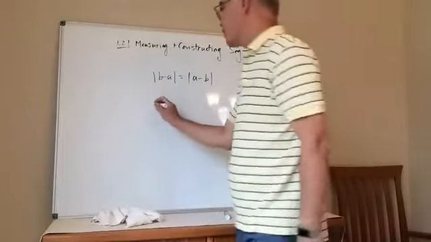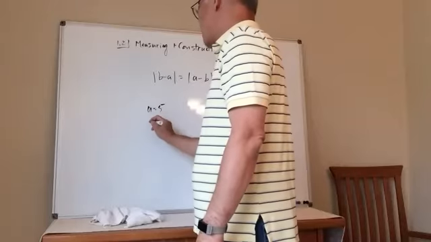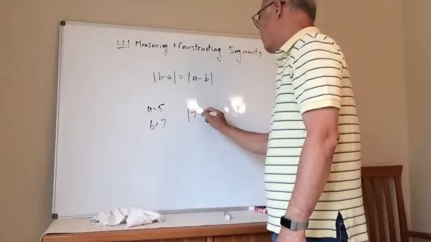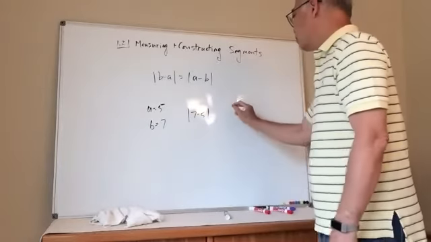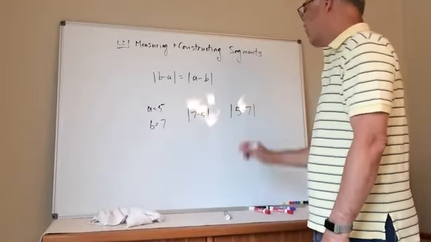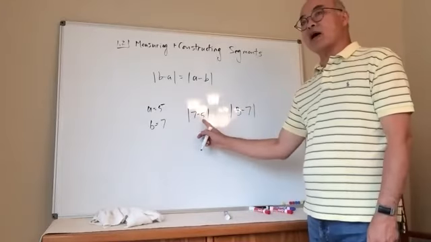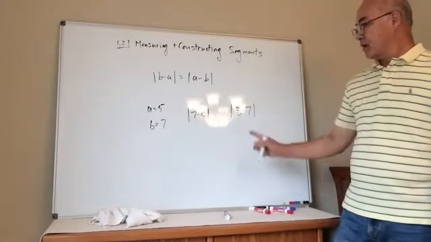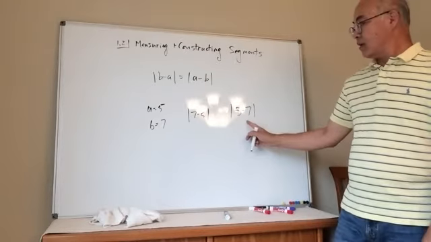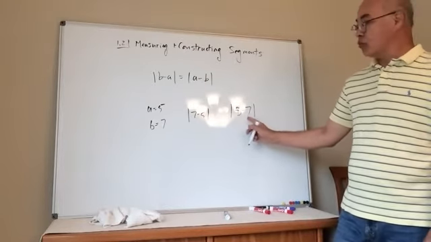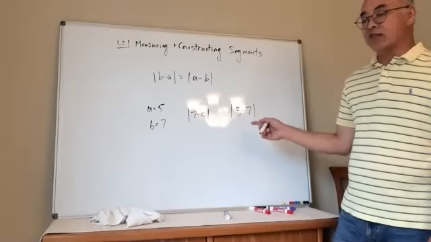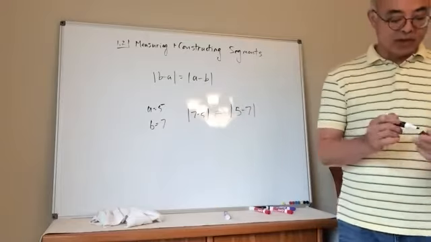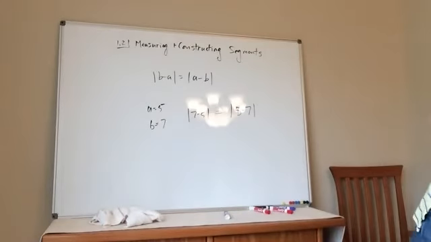So let's go and verify this. If A was 5 and B was 7, the first one would be what? 7 minus 5. The second one will be what? 5 minus 7. So 7 minus 5 is 2, and the absolute value of 2 is 2. 5 minus 7 is -2, and the absolute value of -2 is 2. So yes, indeed, this thing works. Okay? All right. Okay, let's do example number 1.